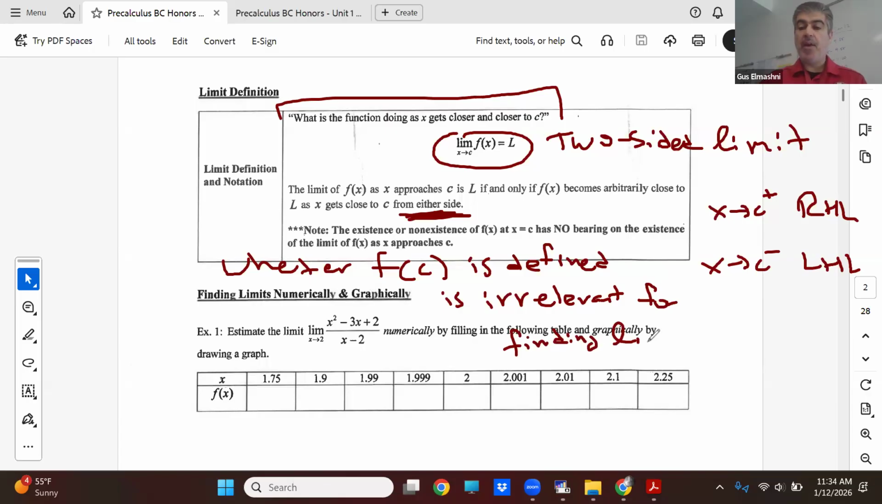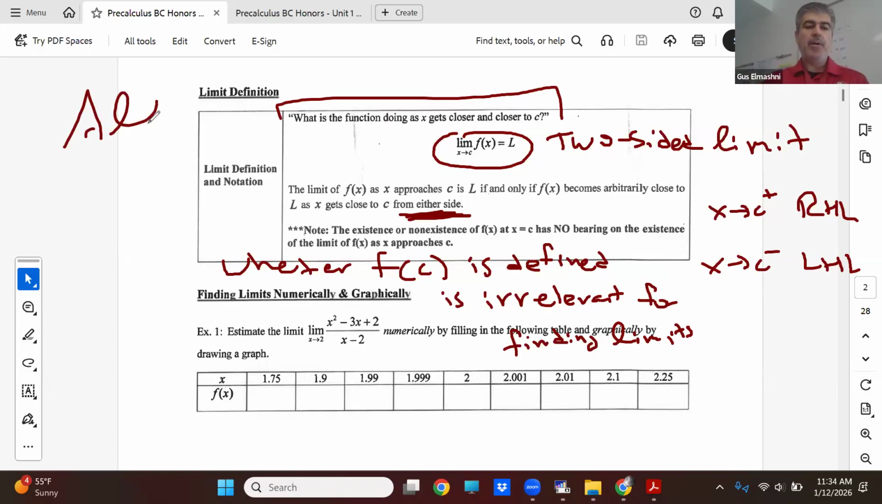I don't care if I could figure out what f of c is. For example, can I find f of two? No, because you can't divide by zero. It doesn't matter because all we care about is approach. That's all we care about is approach.